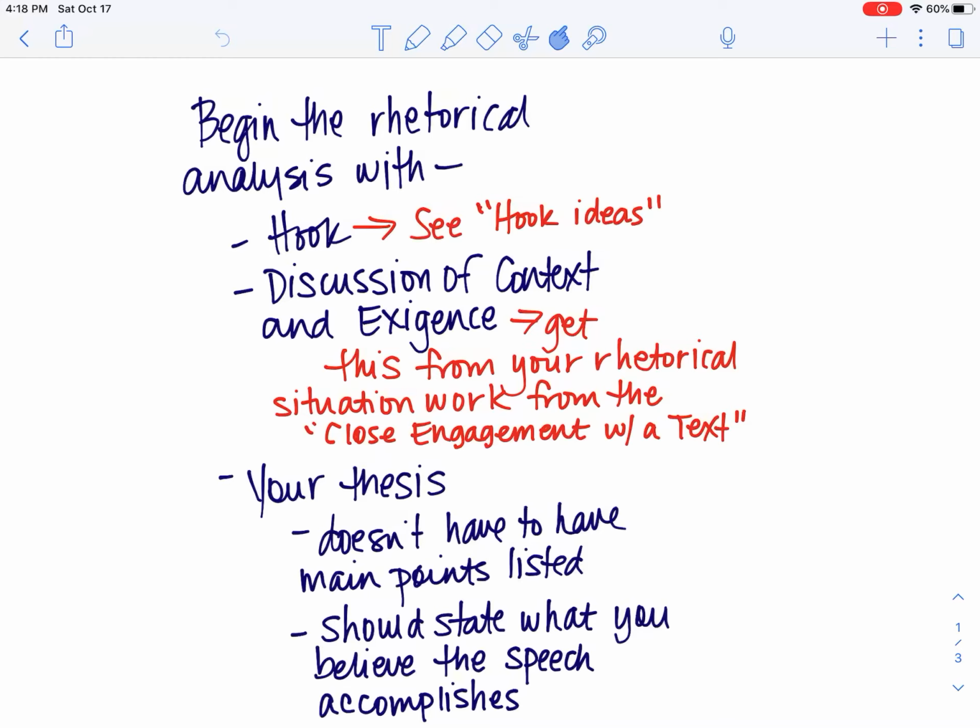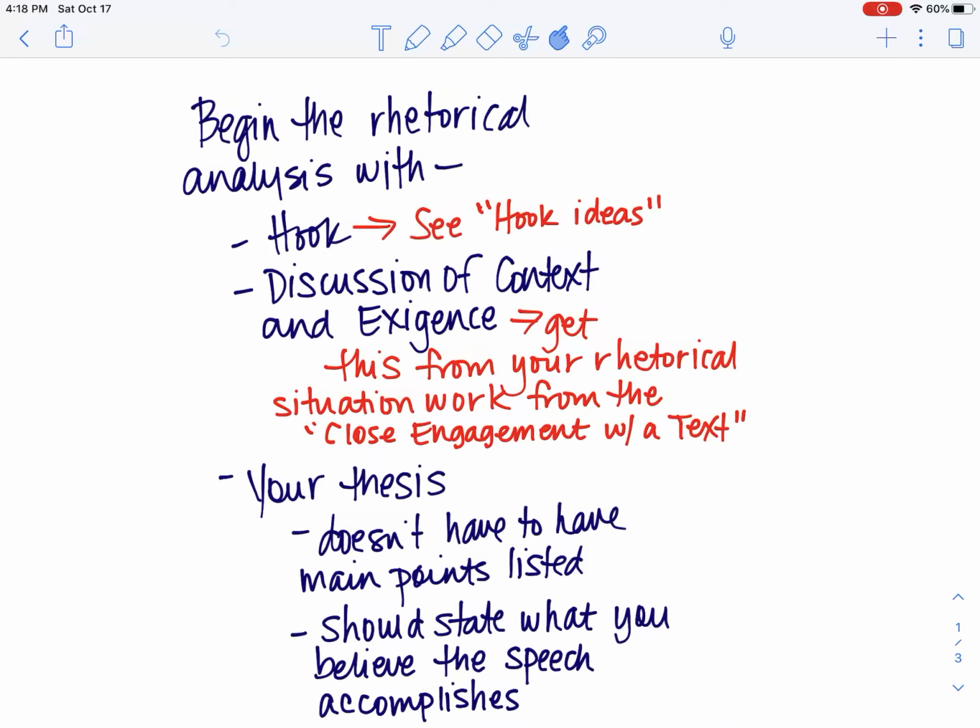Now, the great thing about this is if you don't have an idea for a hook just yet, you can skip that part and move ahead and come back to it later. Sometimes really good hook ideas will come to you as you're writing, and then you can go back to it. But nonetheless, that's still the first thing that will eventually be in your paper.